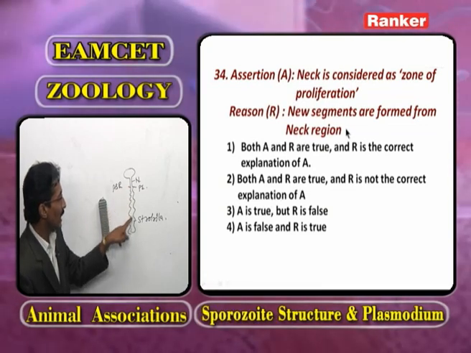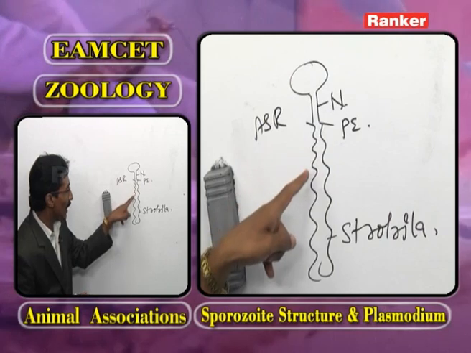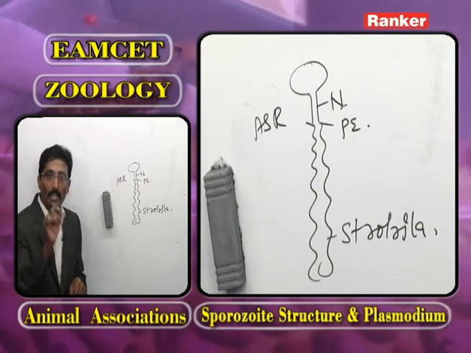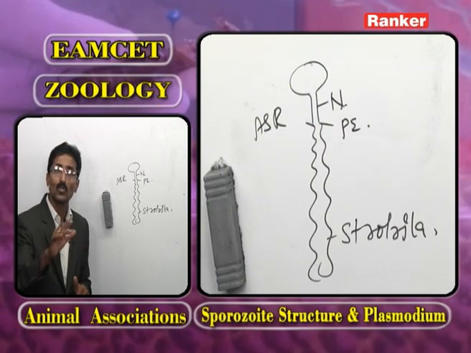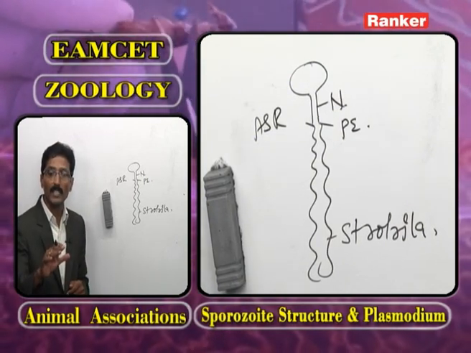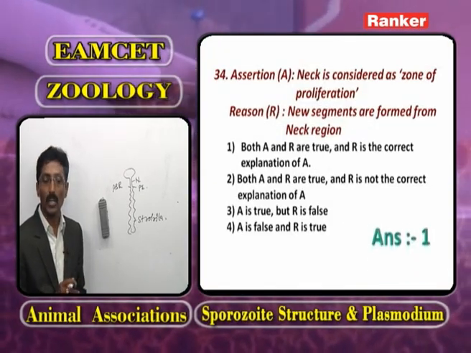Now, in the strobila, what are present? Proglottids. The proglottids are formed from the anterior end. As new segments are added from the anterior end, that is called pseudometamerism. Based on this information, both are correct and R explains A. Now the next question.